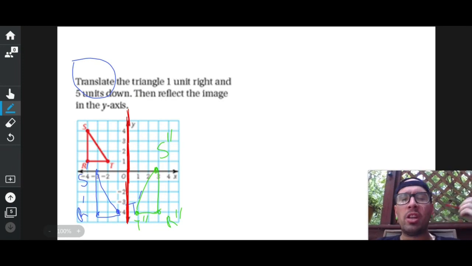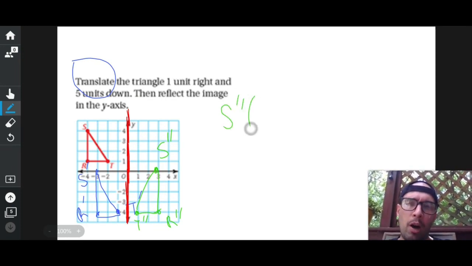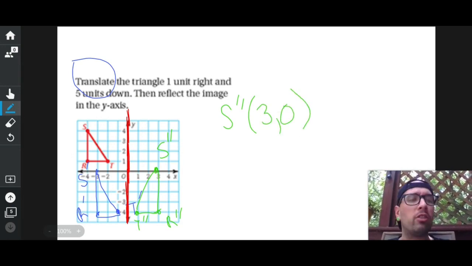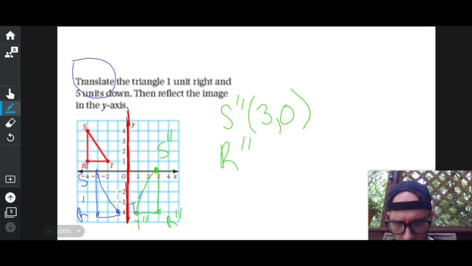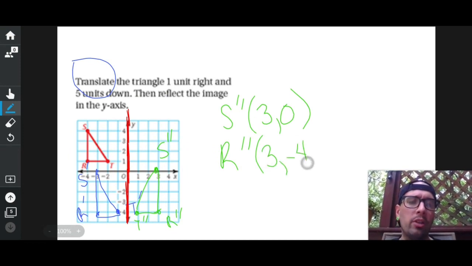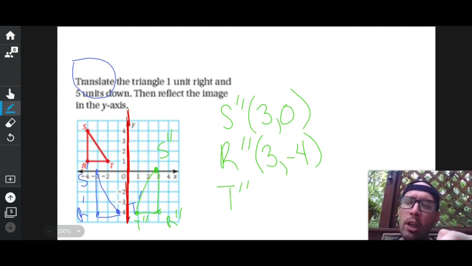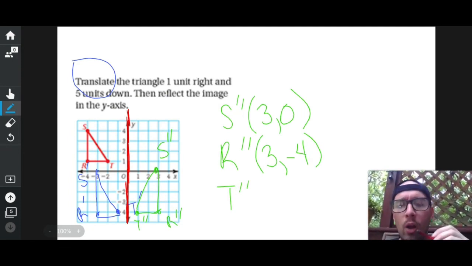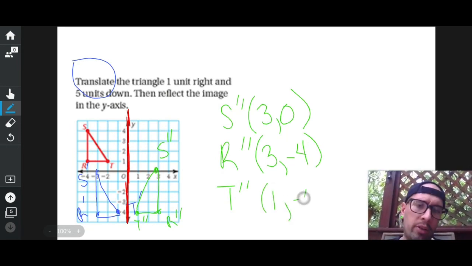And just for fun, since I didn't do it in the last one, if I were to label these points, S double prime has me going to the right 3 spaces and not going up or down. So S double prime is (3, 0). R double prime has me counting to the right 1, 2, 3, down 1, 2, 3, 4. So right 3 is 3 and down 4 is negative 4. And T double prime has me going right 1 and down 1, 2, 3, 4. So right 1 is 1 and down 4 is negative 4.